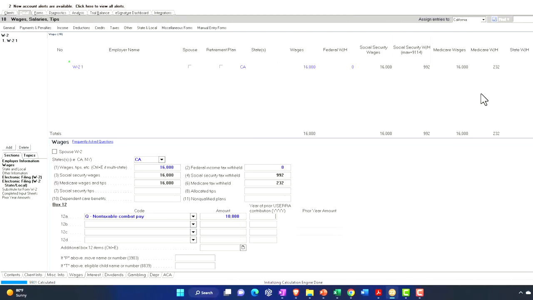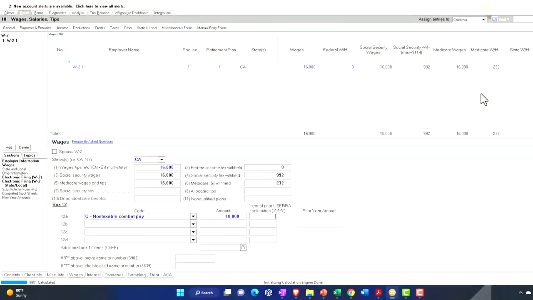Now, another thing that could come up from time to time is if you had non-taxable combat pay. If you have combat pay, the benefit usually would be that it's not going to be a taxable item. But you could have some situations where you want it to be taxable, or at least be included for the calculation of the earned income tax credit.